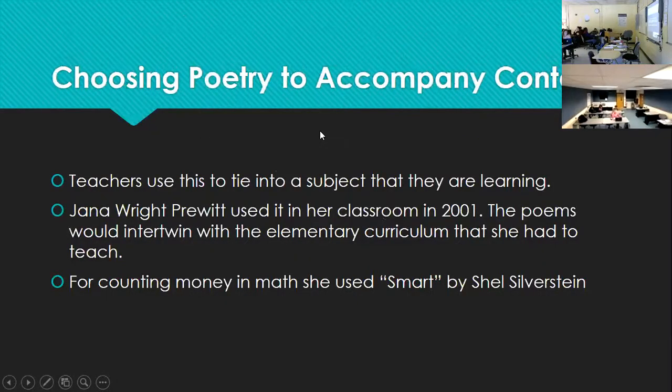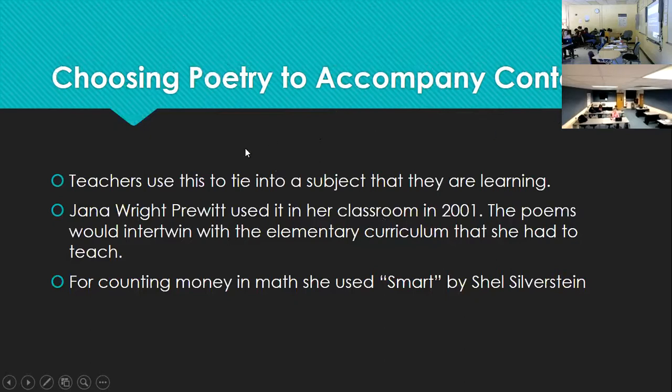Ooh. Choosing poetry to accompany content. My T disappeared, so I didn't even know what my own word was. Love it.